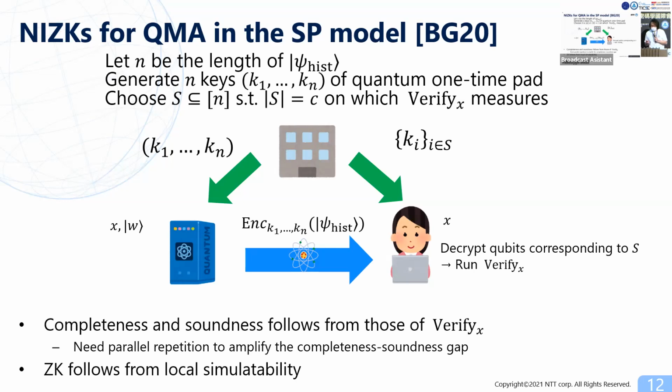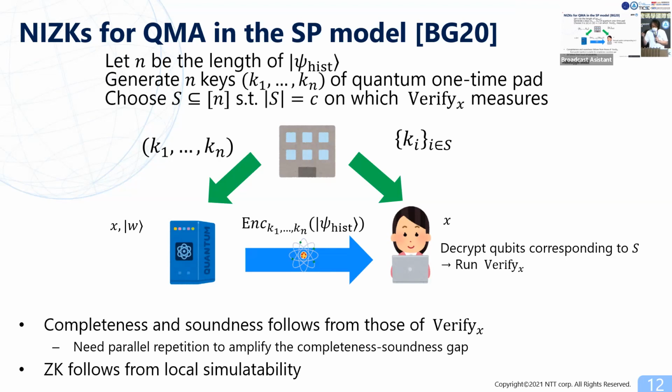And then the setup algorithm first generates n keys k1 to kn of quantum one-time pad. Then it also chooses some subset S of size C, which is supposed to be the subset on which verification algorithm measures. And then the setup algorithm sends keys k1 to kn to the prover as a proving key, and only sends the ki corresponding to the subset S to the verifier as a verification key.